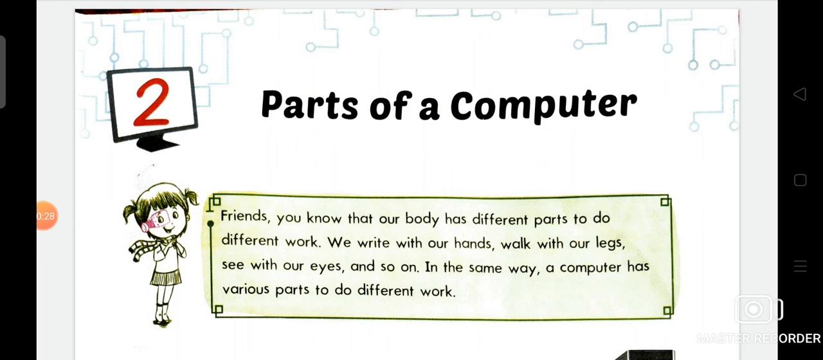And students, which part controls all the other parts of a computer? It's the CPU. What is the full form of CPU? It's Central Processing Unit. Thank you, students.